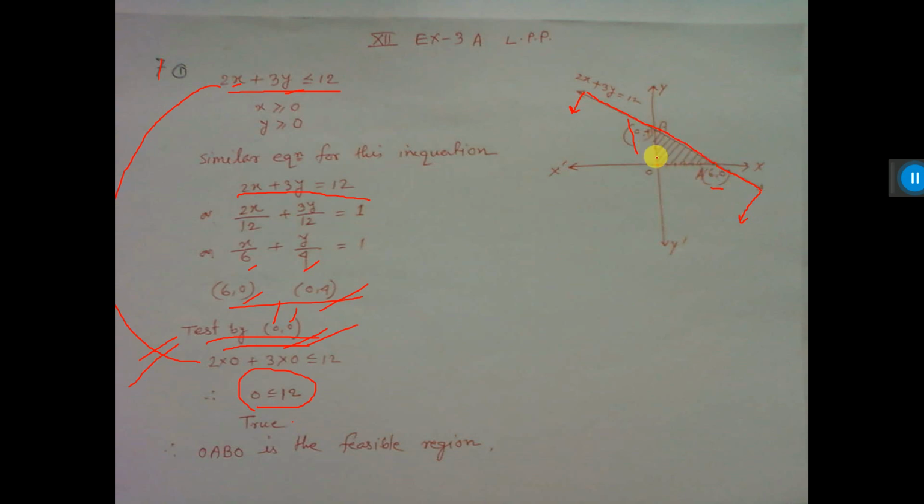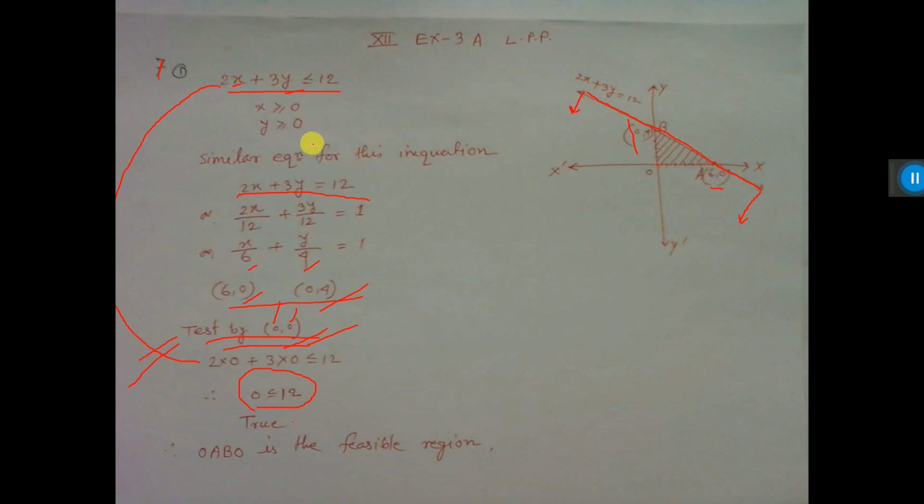Actually, what is the meaning of this feasible region? Why are we finding this? Because if we find a solution, then our solution will lie in a corner. How many corners? One, two, three. Three corners are there. If we try to solve a linear programming problem, then our solution will be one point of the feasible region.